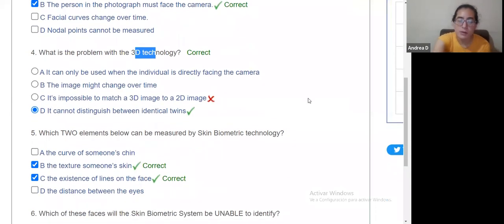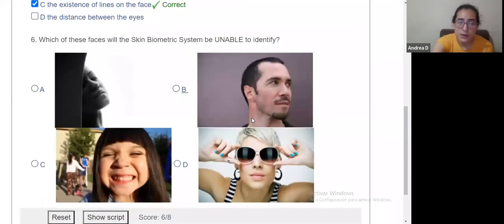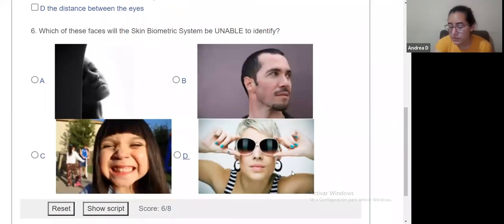And then the skin biometric technology is all about the skin, right? So it's about the texture of your skin. I think they take a patch of your skin and analyze it, and they look for lines and moles and pores. So it's all about the skin. And finally, the last one: which of these faces will the skin biometric system be unable to identify?